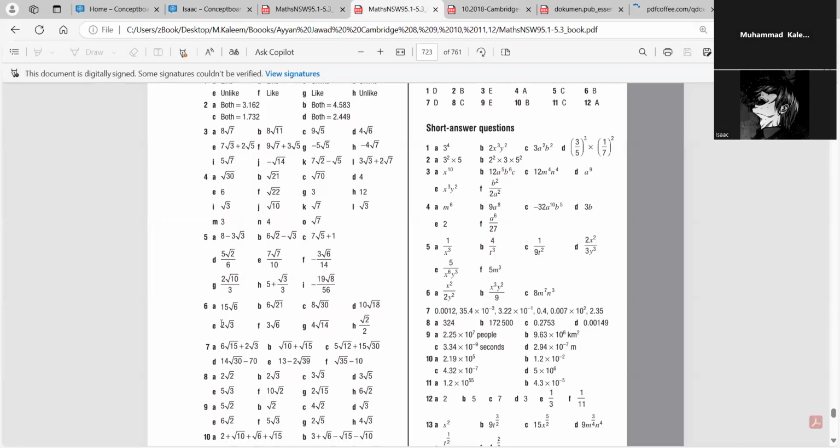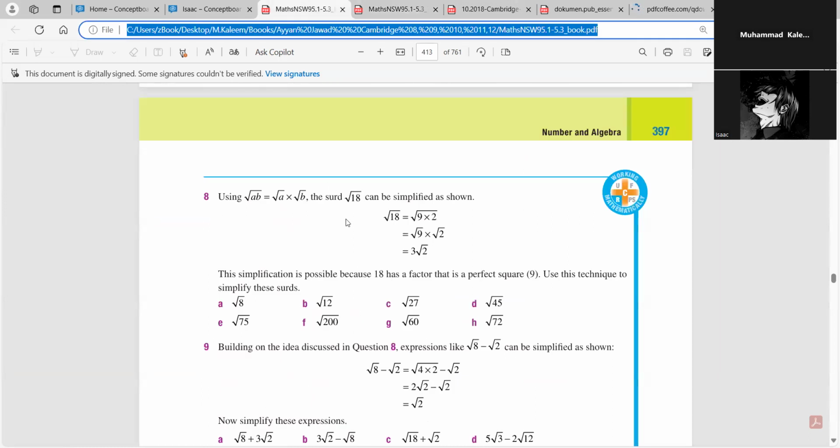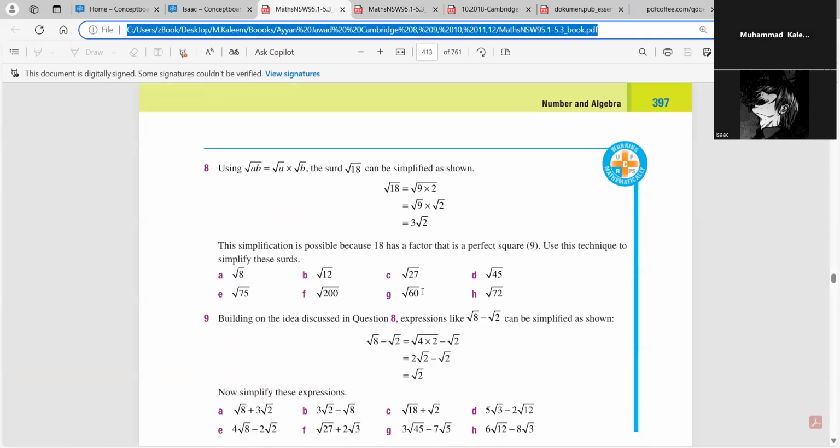Let's see whether they solved it further or not. Yeah, they simplified it. So this is the answer. Does this make sense? Okay, so you understand it. Let's move on to the next one.